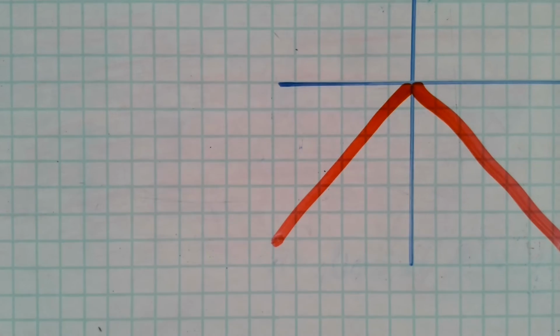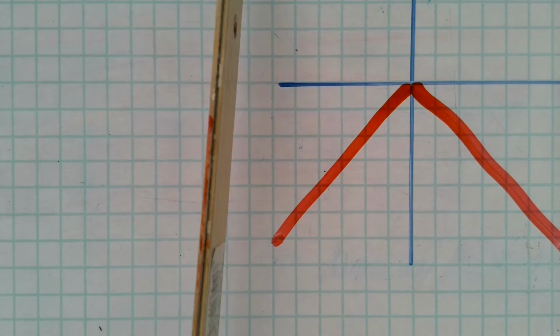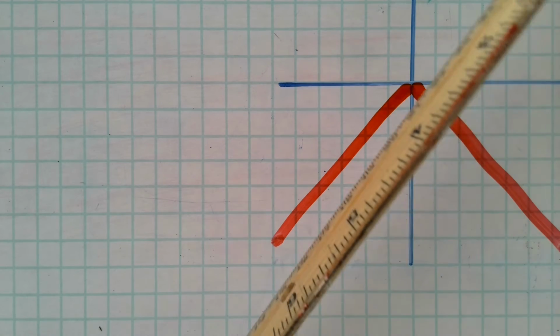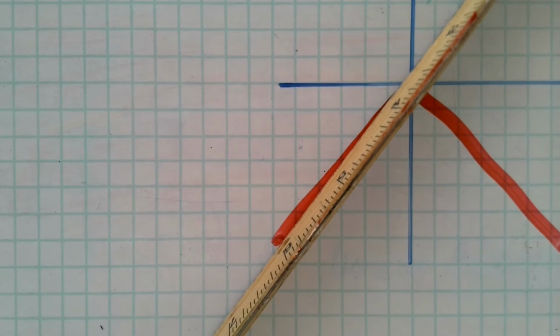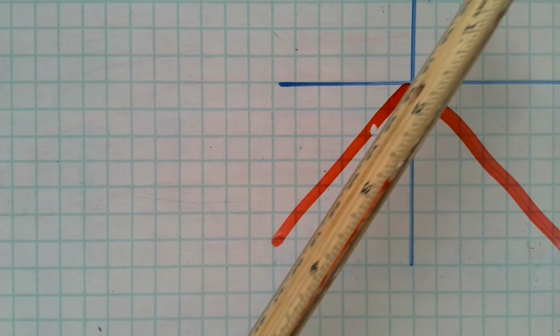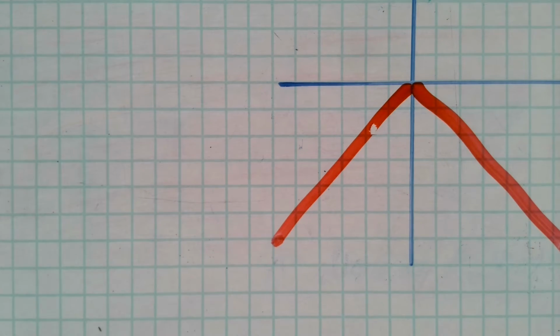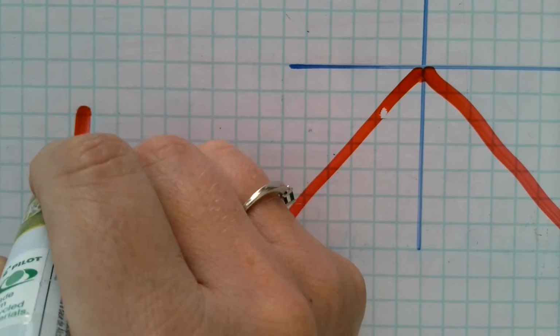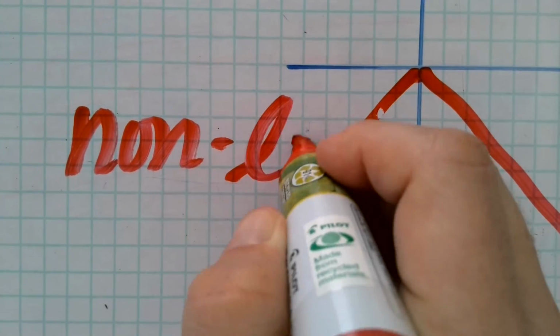Another example I want you to consider is this one. This would be considered a function because it passes the straight line test, but in order for it to be linear, it has to continue on in a straight line. So this part is a line, this part is a line, but it does not meet our definition for linear because it makes this sharp curve right here. So we would call this non-linear.